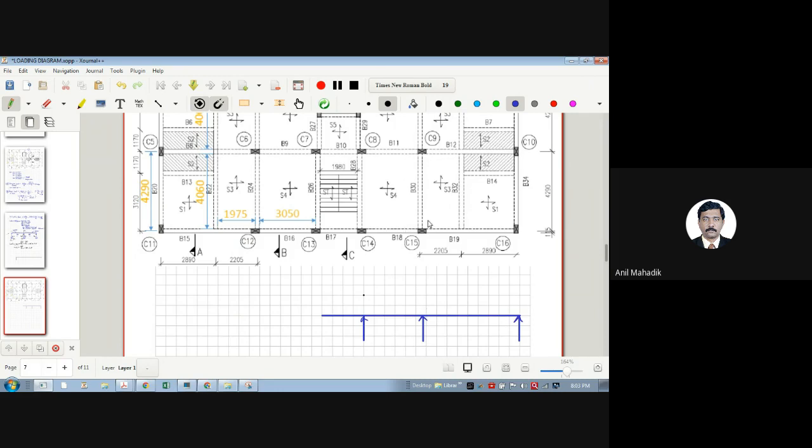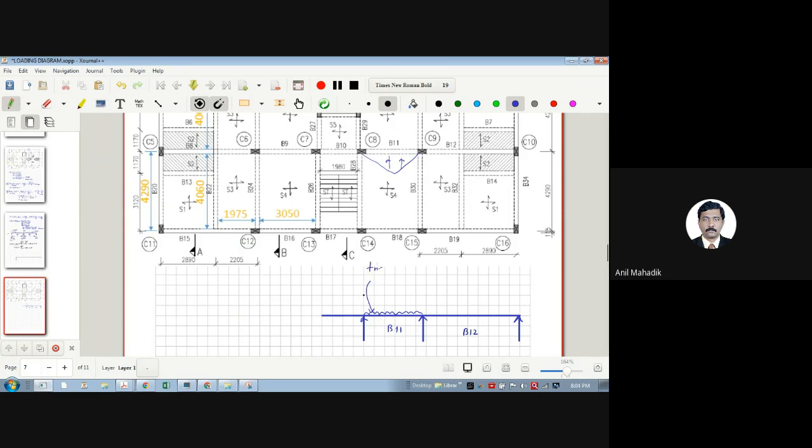So you can see a triangular load of S4 will be here on B11. This is your B11 beam and this is your B12. Okay. So what loads are going to come on B11? The triangular load from both the slabs, correct? And you know how to calculate that.